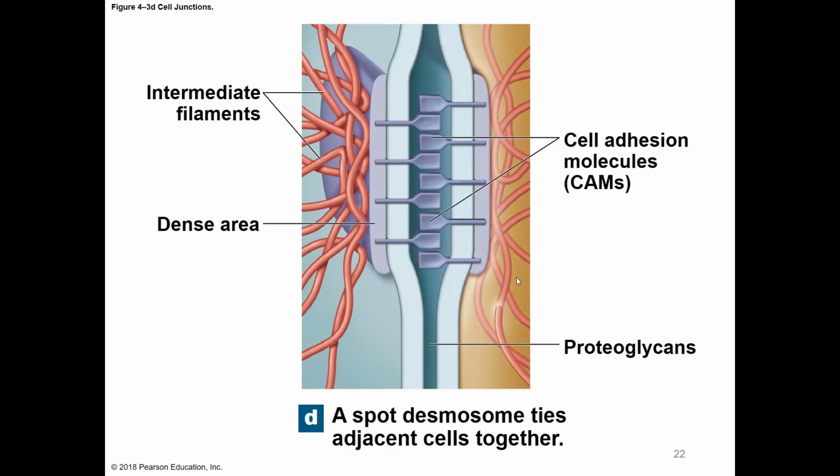So here is the spot desmosome, the first type of the 2 types, and it looks a bit to me like the 2 cells were zipped up, maybe a little bit similar to a zipper. So on the left we have a plasma membrane, and on the right we have a plasma membrane, and these CAMs are interlocked, tying the 2 cells together.